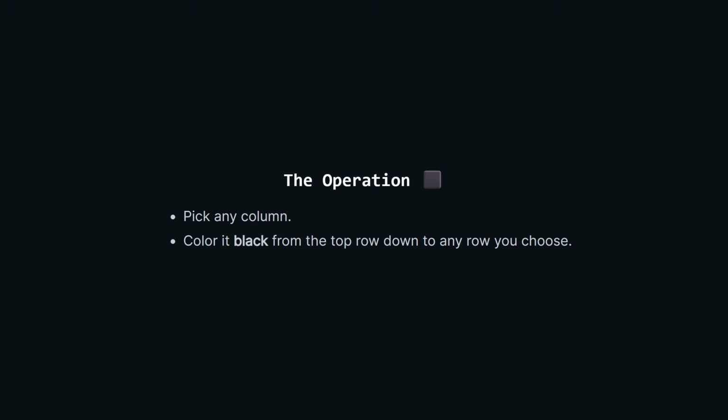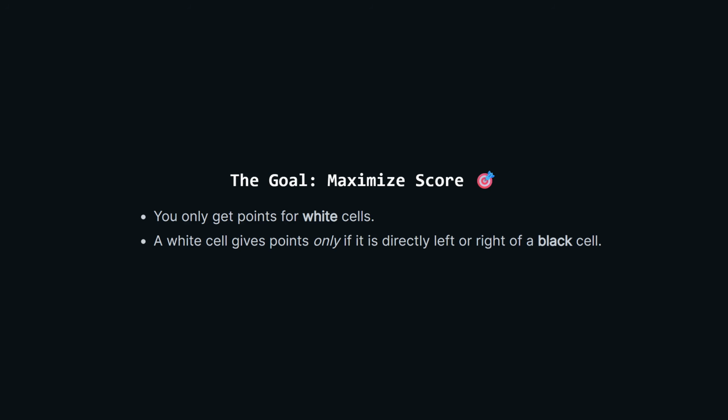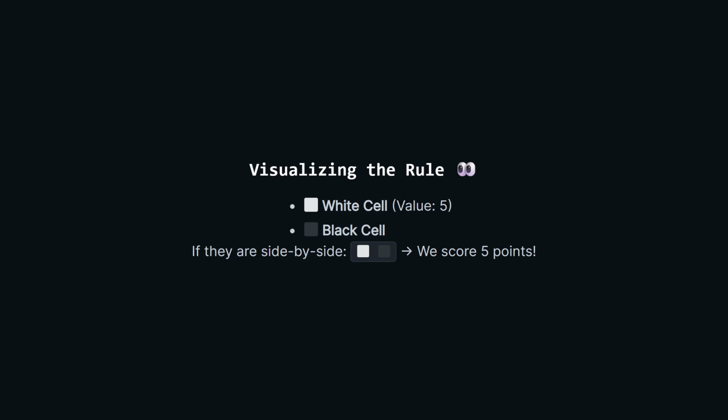We can pick any column and paint a certain number of squares black, starting from the very top and going down as far as we want. Our ultimate goal is to get the highest score possible. But here is the catch. You only collect the points from a white cell if it is sitting directly next to a black cell, horizontally. So if you have a white cell worth 5 points, it only counts toward your total if it has a black cell directly to its left or directly to its right.